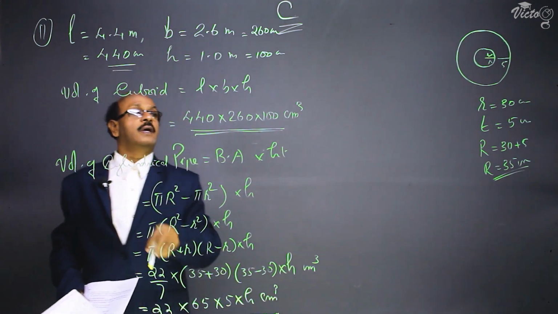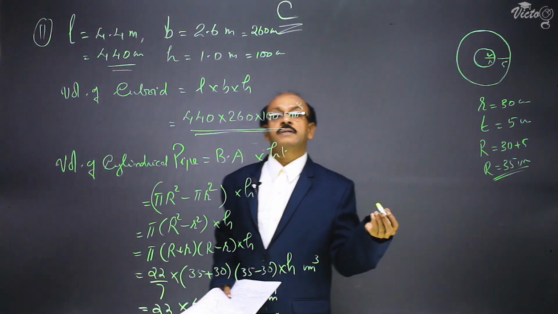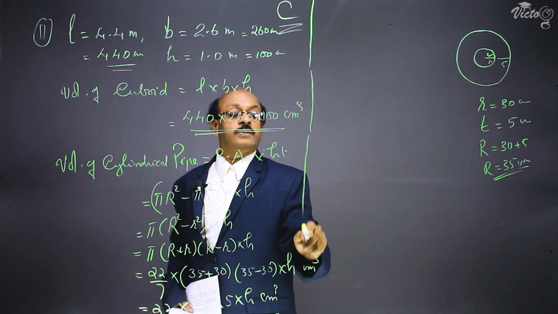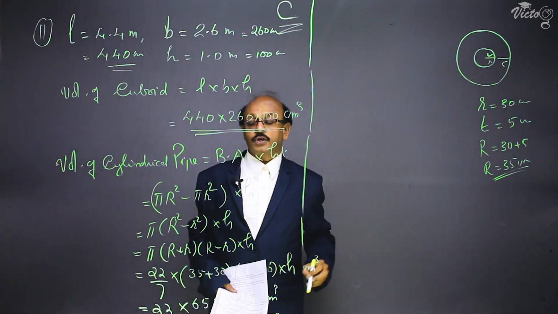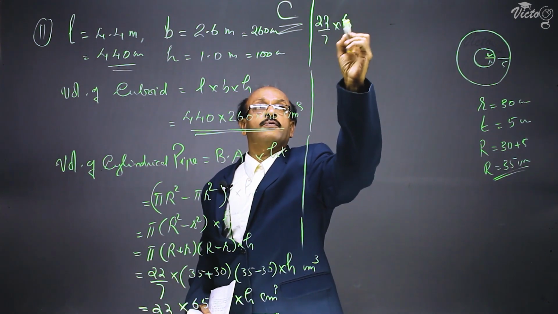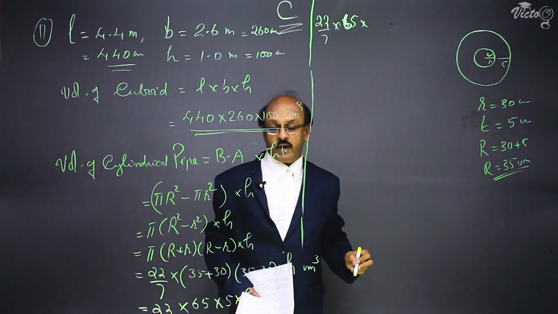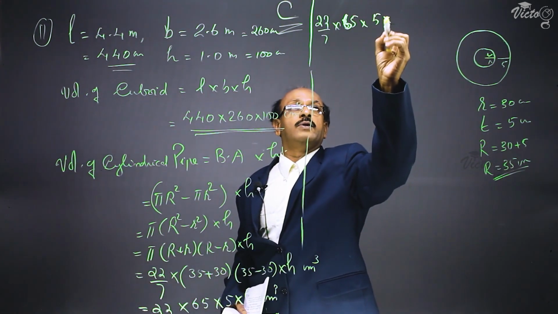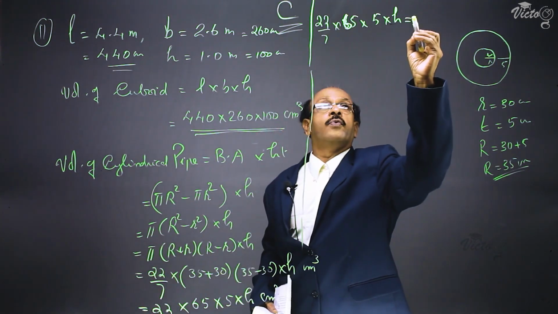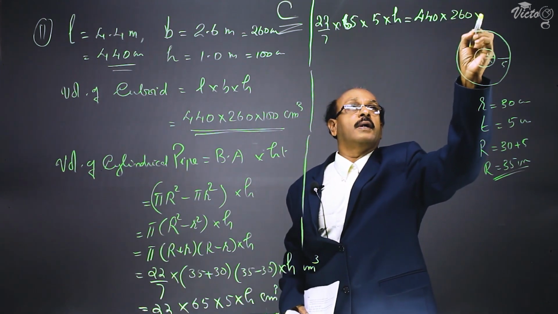Now we can equate these two volumes because this cuboid is melted and recast into the hollow cylindrical pipe. So we can equate the two volumes. That means 22 by 7 into 65 into 5 into h is equal to 440 into 260 into 100.